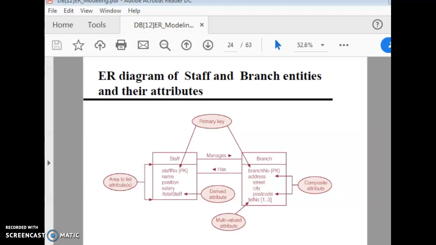Hello students, this is a continuation of the previous video. In that we ended with the classification of keys, that is candidate key, primary key and composite key.